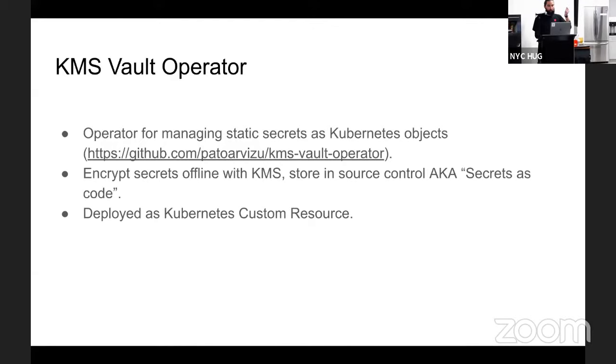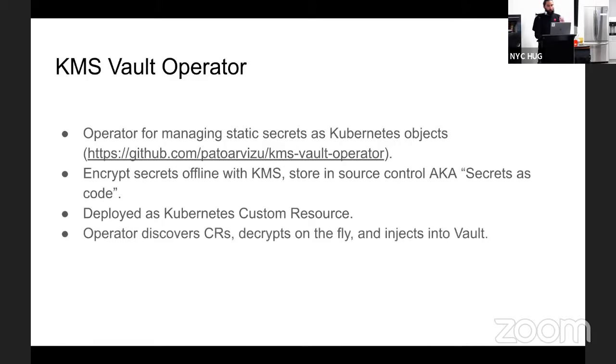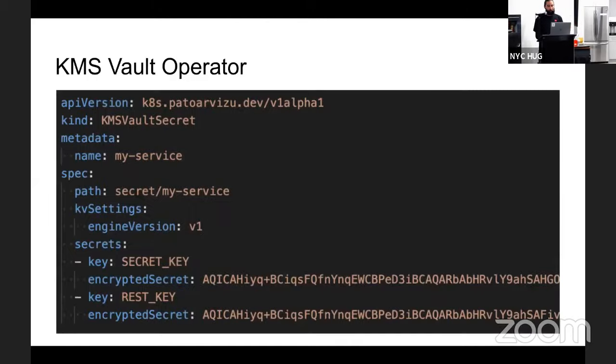It gets decrypted in memory. The secrets get deployed as a custom resource, as opposed to when they were expressed as Terraform resources. So the operator discovers the custom resources, decrypts on the fly, and injects into Vault. That way, the secrets never exist in plain text outside of memory, because they're decrypted in memory by the operator or transmitted via TLS, assuming you're doing that over HTTPS, so plain text is never outside of memory.